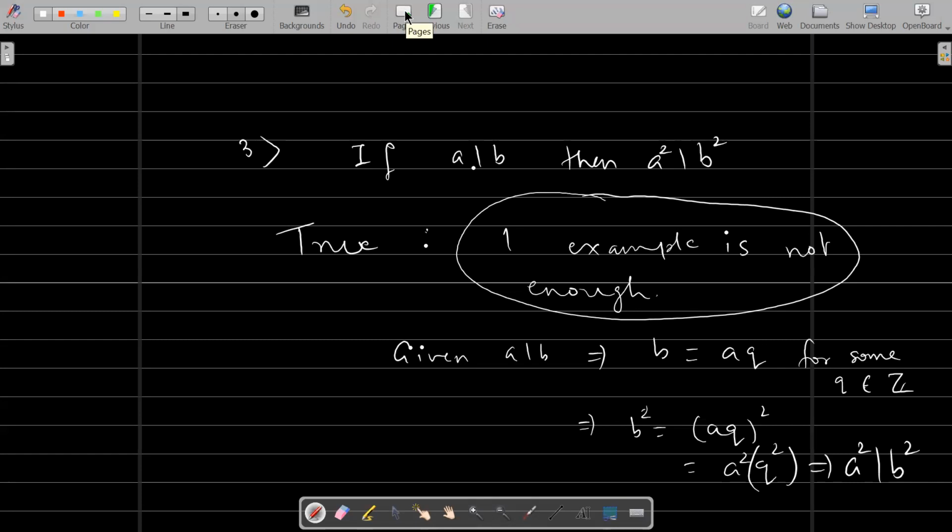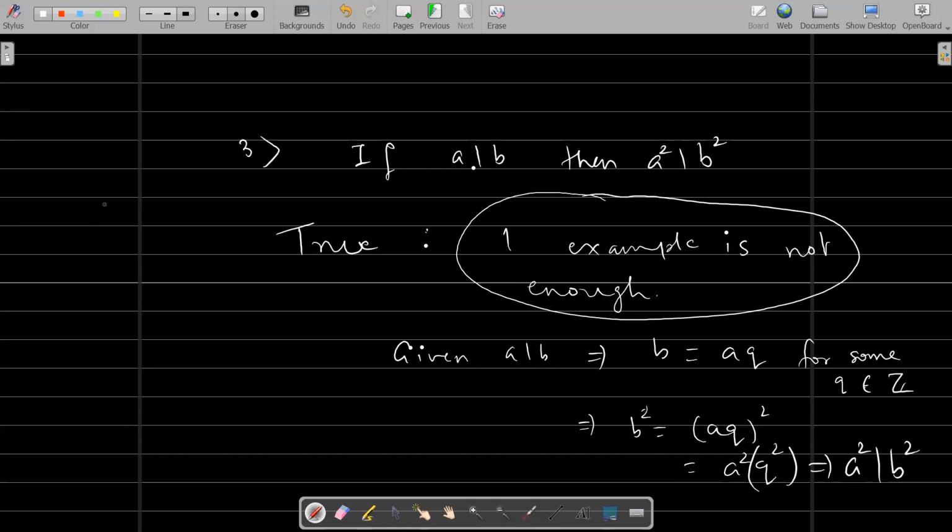Yes, Kushal. Sir, how is it not false, sir? If it is false, you give me one example where A divides B, but A square does not divide B square. 10 divided by 5 equals 2, but then 100 divided by 25 equals 4, and 2 does not equal 4.